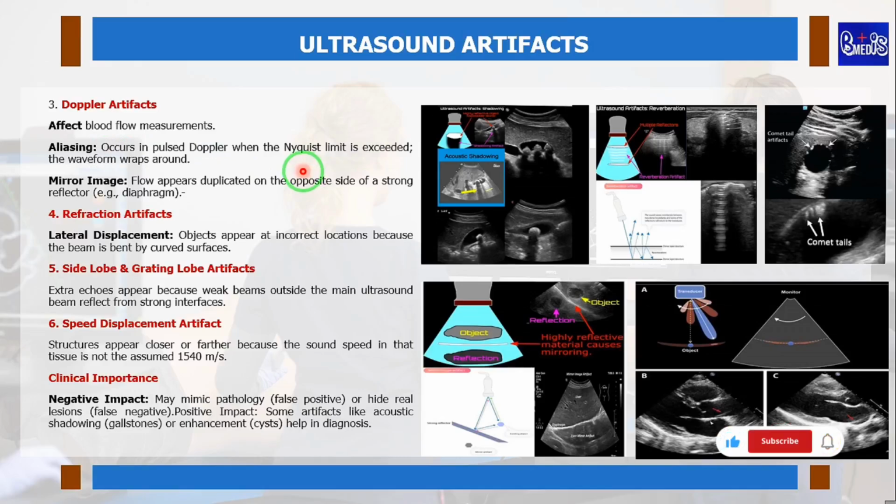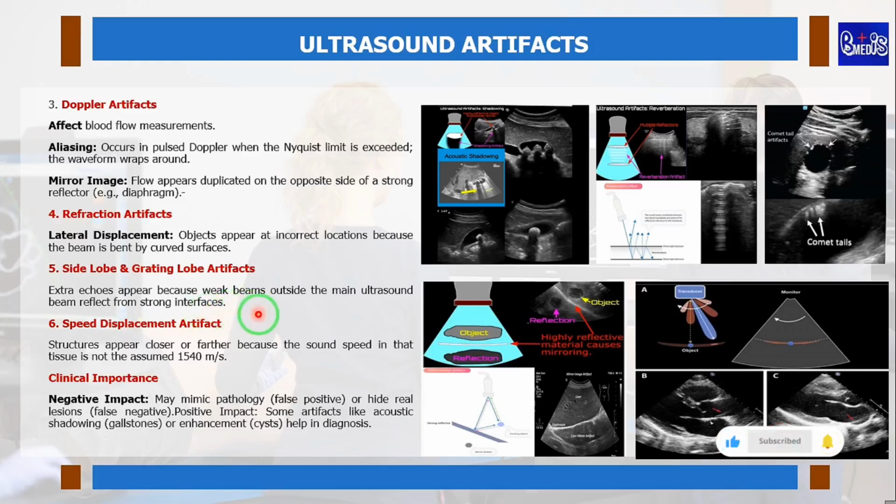Image or mirror artifact: flow appears duplicated on the opposite side of a strong reflector, e.g. the diaphragm. That's the mirror image. Then we have the refraction artifact, lateral displacement. Objects appear at an incorrect location because the beam is bent by curved surfaces. Then we have side lobe and grating lobe artifact. Here, extra echoes appear because weak beams outside the main ultrasound beam reflect from strong interfaces.